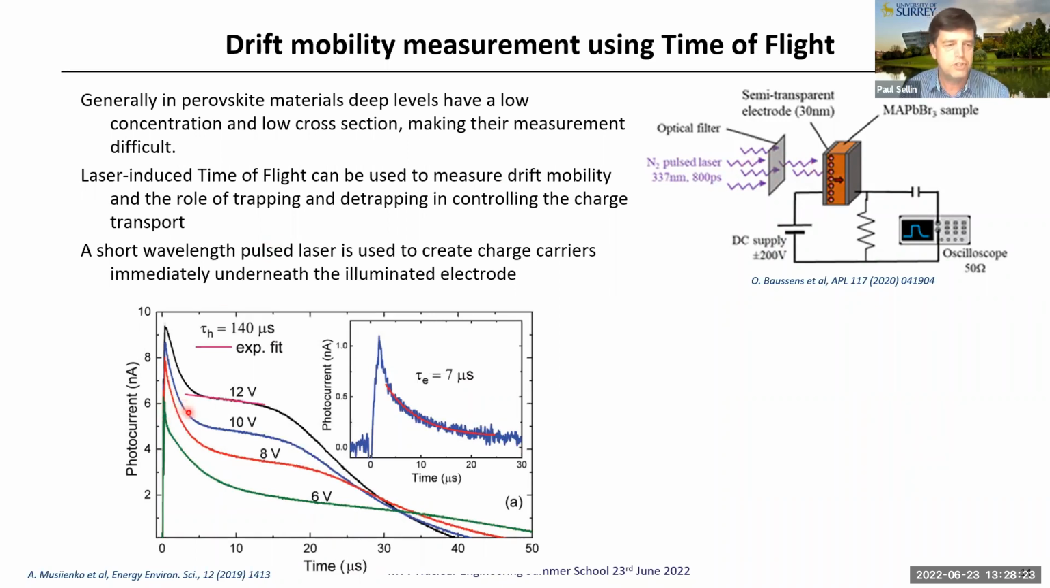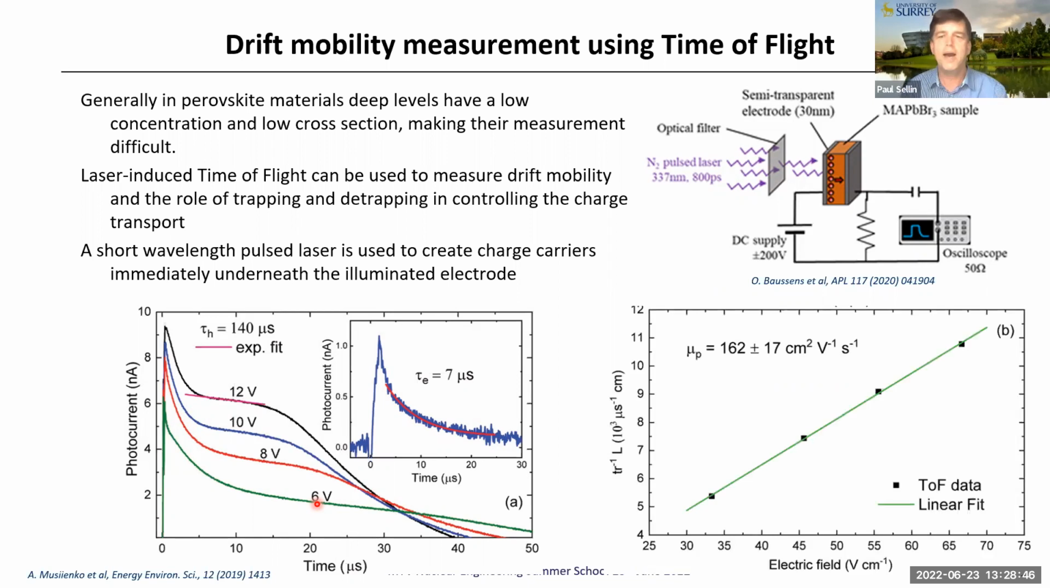Again, this is produced by Musienko's group in Prague, where they produce really nice current pulses. And you can see that this is the applied voltage: 6 volts, 8 volts, 10 volts, 12 volts. As the voltage on the detector goes up, the duration of this pulse shrinks, and the carriers are drifting faster. And if you analyze that drift time and you plot it in slightly different units, you essentially get drift velocity versus electric field. That gives you mobility, and they show very nicely the mobility of these materials.